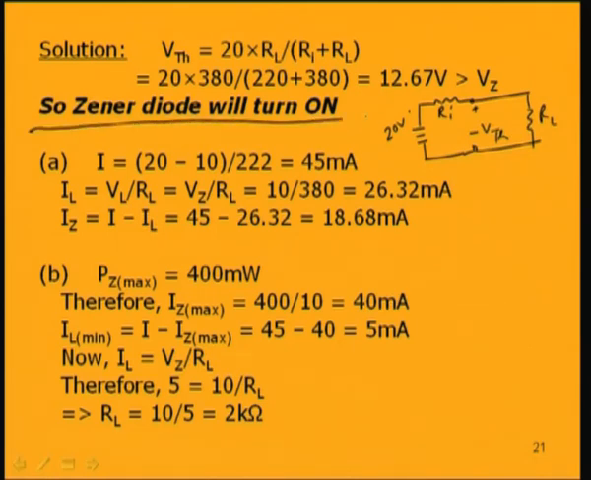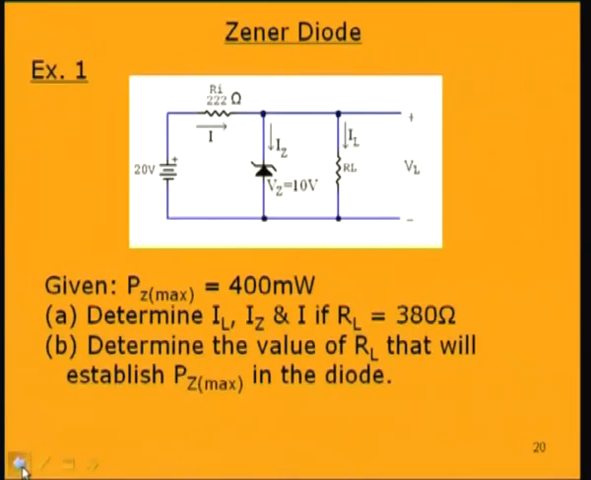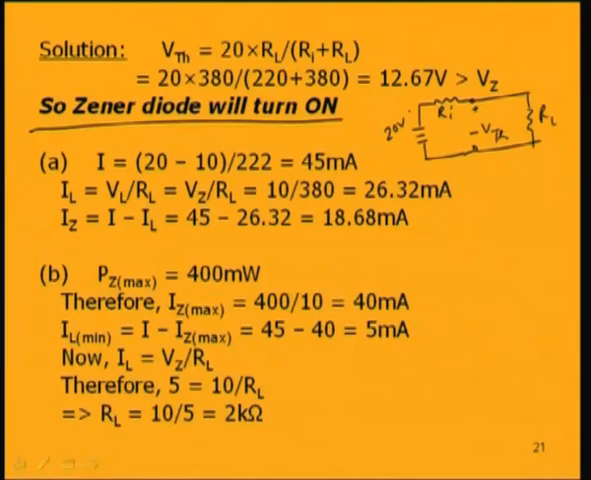If the Zener diode turns on, the voltage across this Zener diode will be locked to the voltage 10 volt, Vz. So, this voltage is constant. So, this load voltage VL is also constant. So, we can very easily solve this for the currents. First of all, what is this current I? So, this I is 20 minus 10, this Vz is now 10 volt, it is locked. So, 20 minus 10 by Ri, 222 ohms, that gives 45 milliampere.